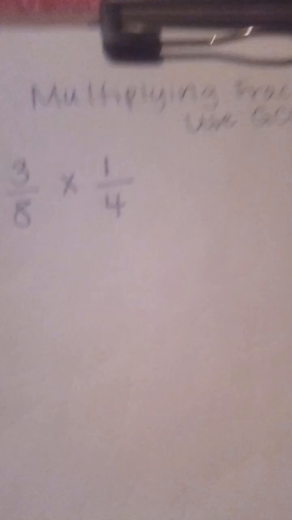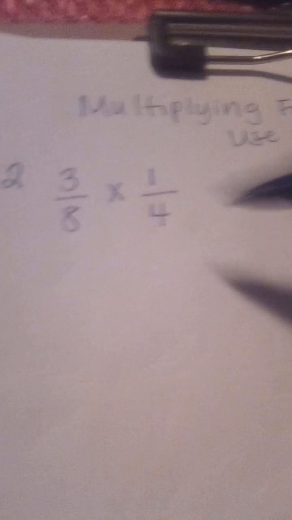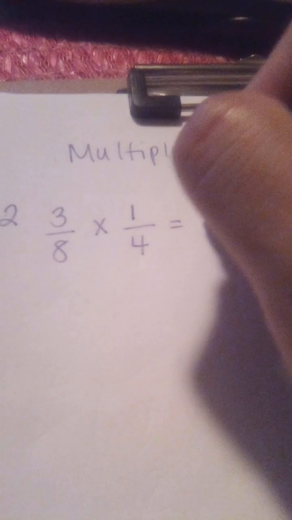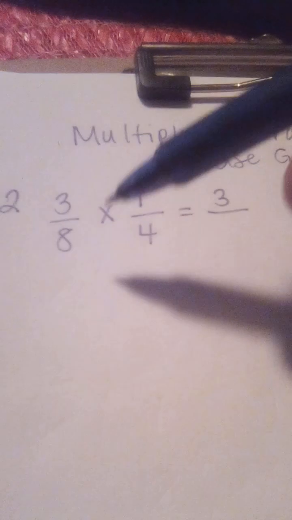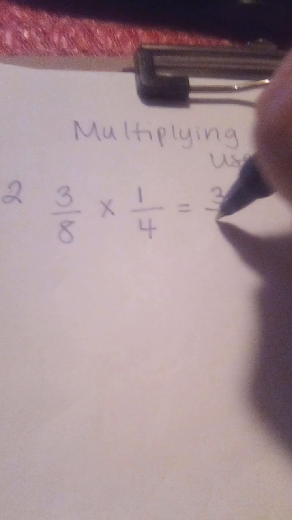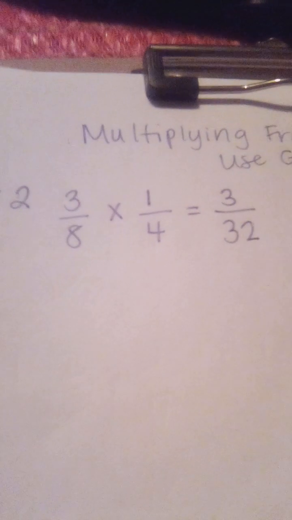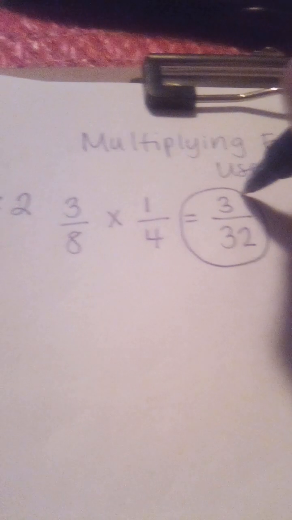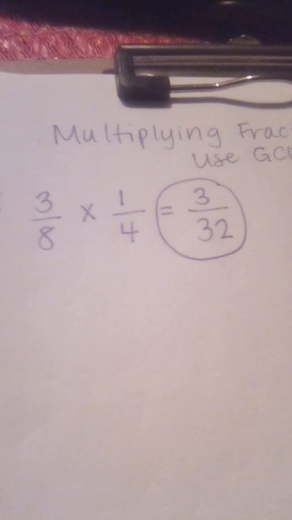So if I understand correctly, let's do 3 times 1. That gives us 3 as the numerator. And then we have 8 times 4. That gives us 32. Our final answer is 3/32. That's not too bad, right?